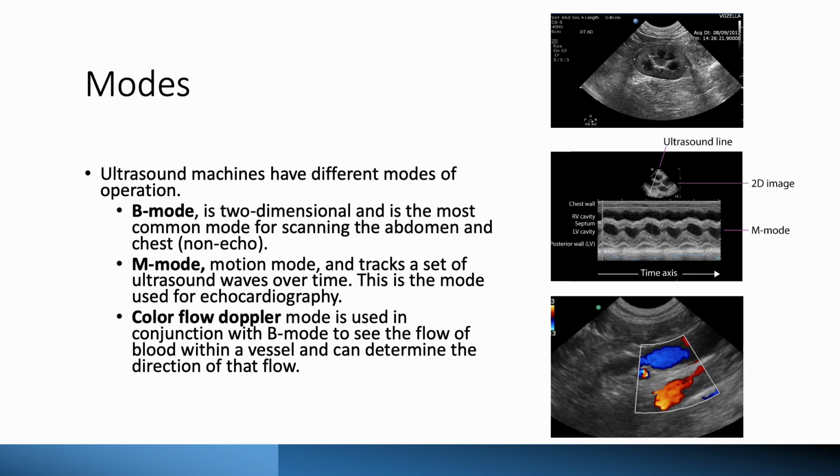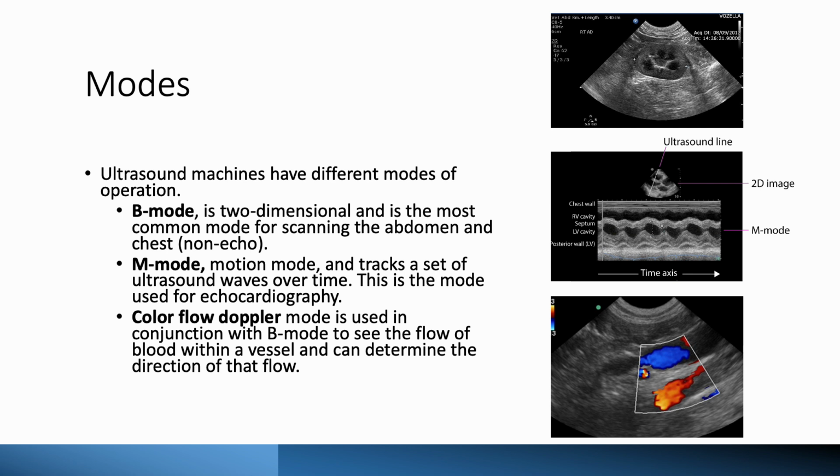The third mode is called color flow Doppler, and we use this on top of B mode to see the flow of blood within a vessel. And so we can tell that blood is going one direction in an artery and going the other direction in a vein, and they show up as two different colors. This is really useful if we're looking to see if there's blood flow to the spleen when we suspect a splenic torsion. We can look for this color flow Doppler and blood flow in and out of the spleen.